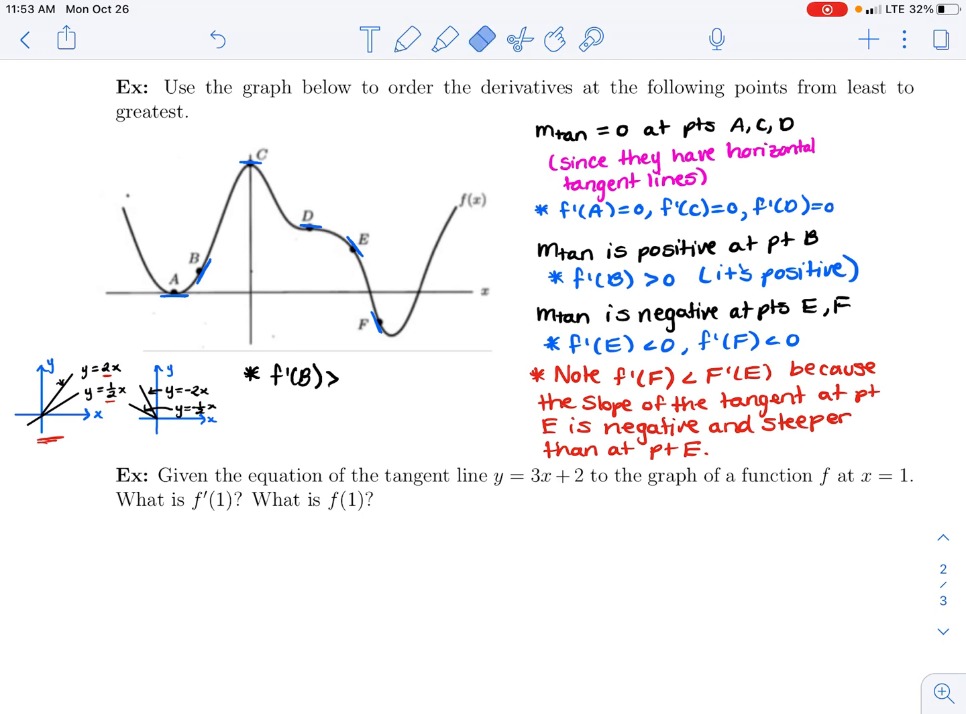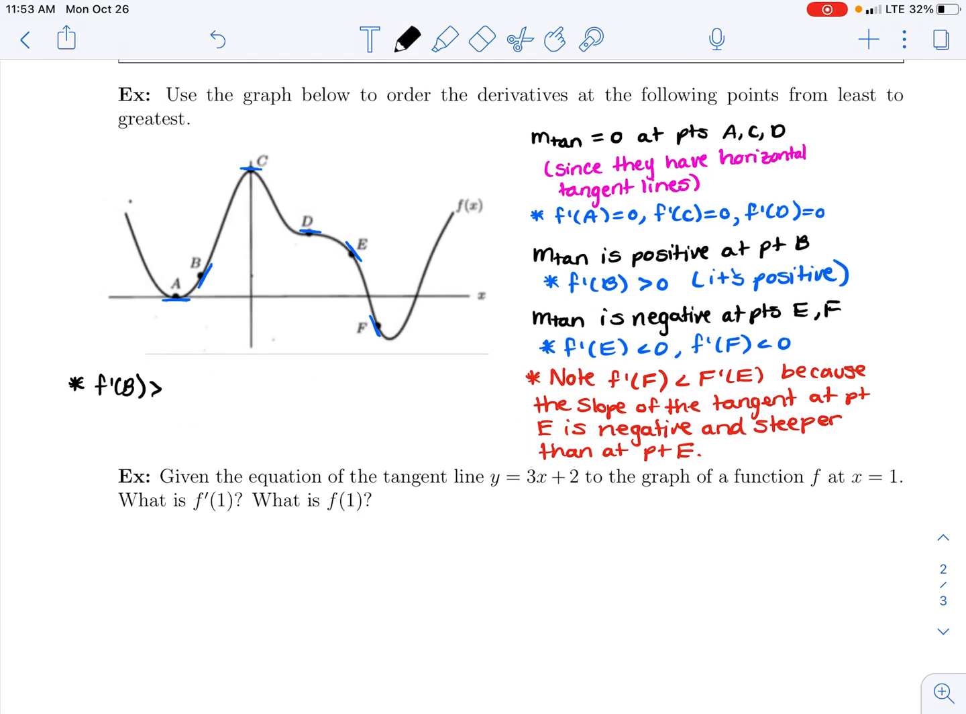the derivative at d are all 0. Sorry guys, I'm going to have to erase this graph, but hopefully we understand. I just ran out of room here. So the derivative at b is bigger than the derivative at a, which is equal to the derivative at c, which is equal to the derivative at d. And we know that the derivative at e is bigger than the derivative at f. So we have f prime of e is bigger than f prime of f. Okay, and so that's our ordering.